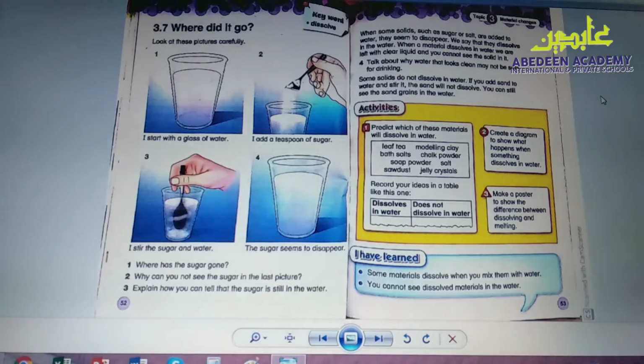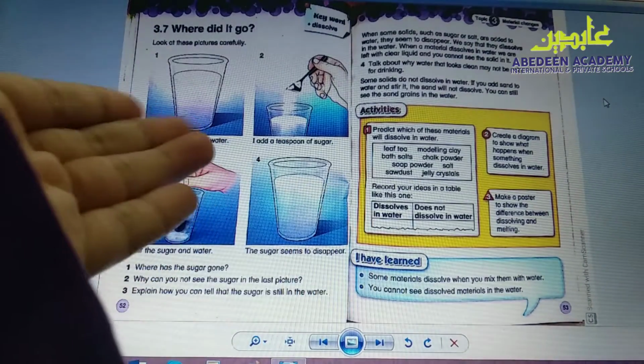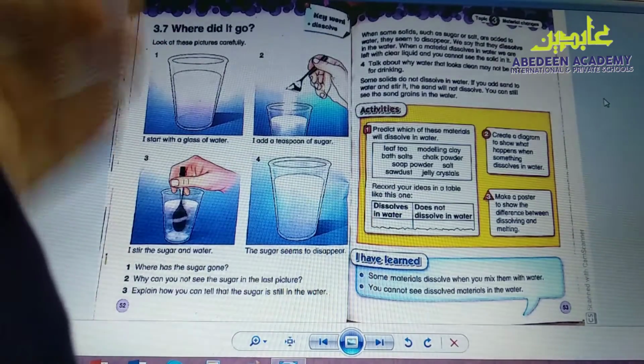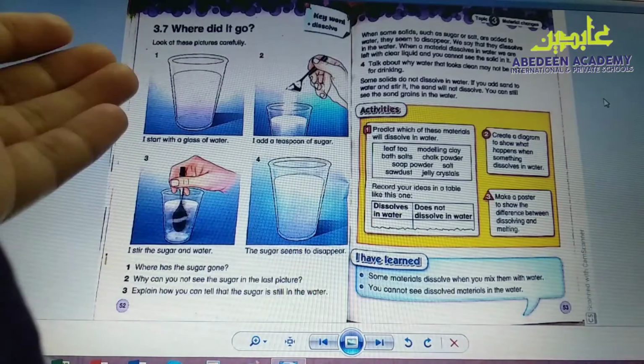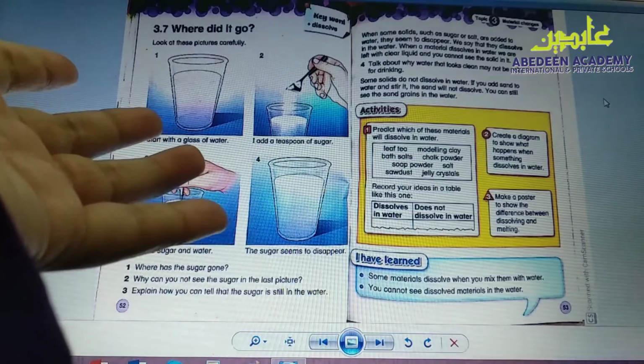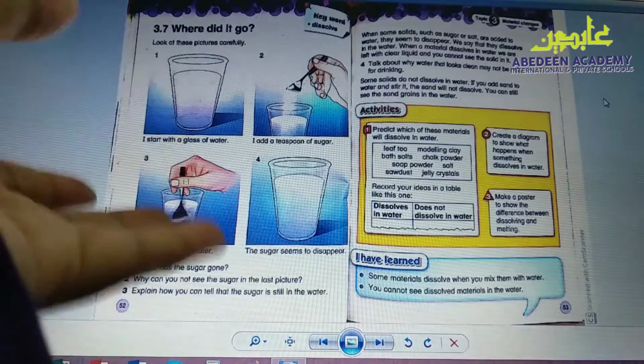Alright, so this week we're going to learn page 52 and 53. The subtopic is: where did it go? Where did the material go? Some materials, when you put them in water, will be gone. Usually this kind of material is in powder form.